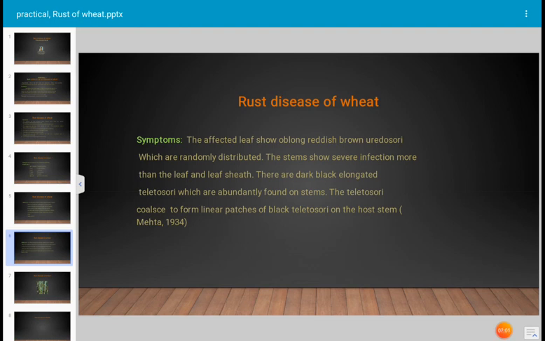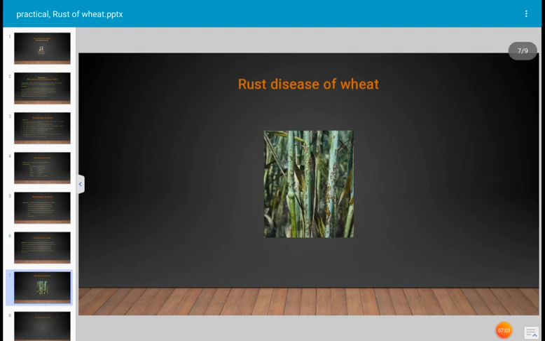This has been observed. This is the photograph of rust disease of wheat.